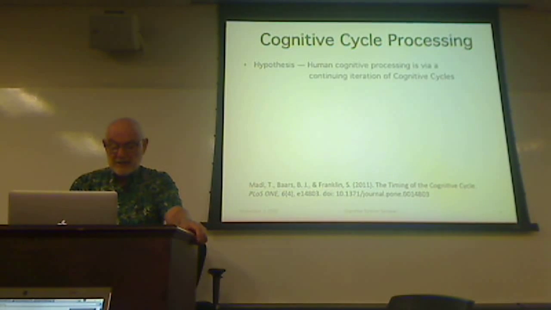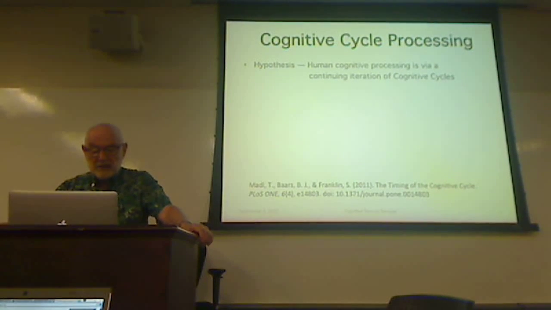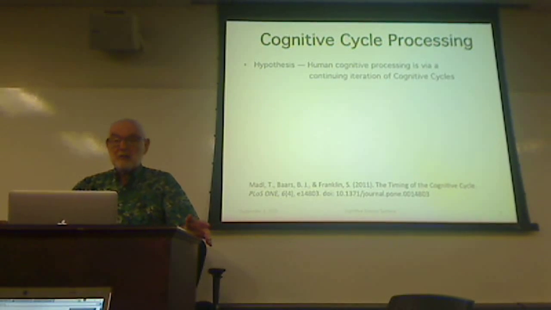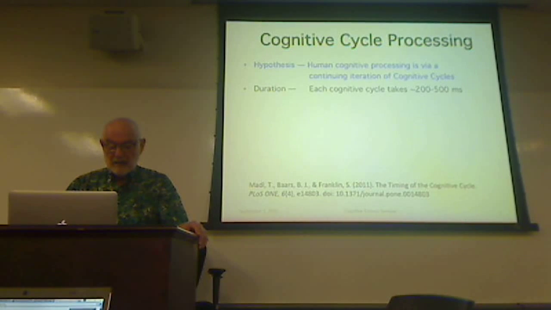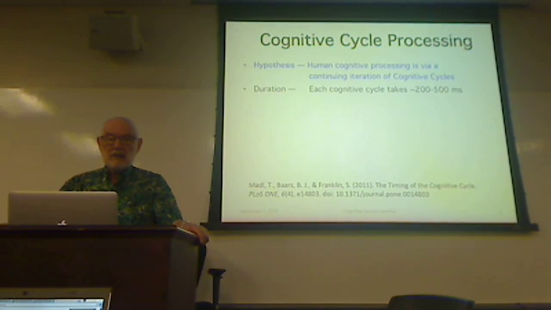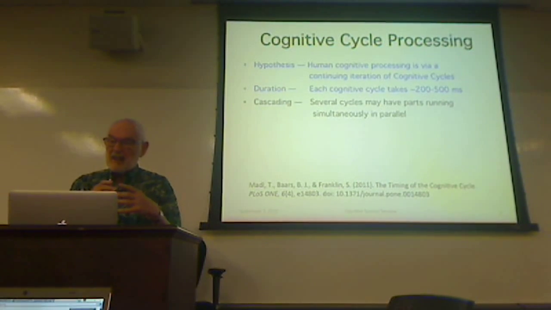Cognitive cycle processing. The basic hypothesis is that human cognitive processing is by a continuing iteration of these cognitive cycles. Each one lasts some 200 to 500 milliseconds, a fraction of a second. They're not really cycles in that one happens and then another and another. They can overlap. They cascade. Several cycles have parts running simultaneously in parallel.